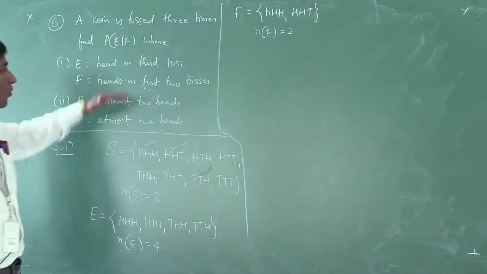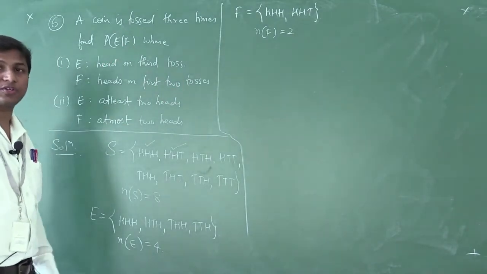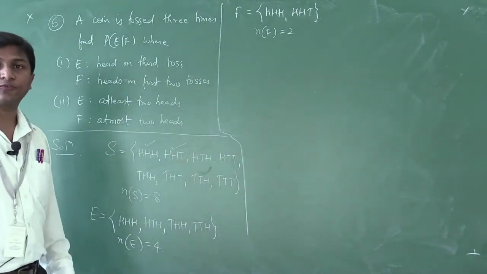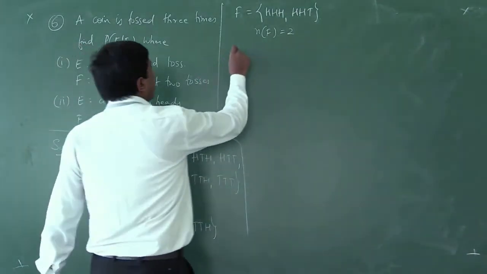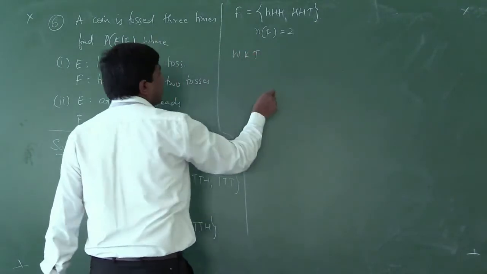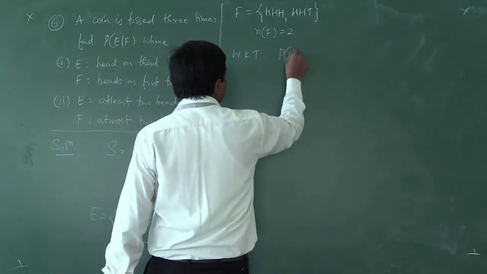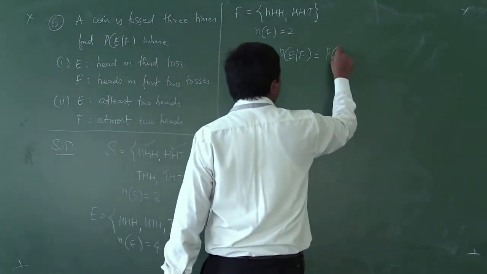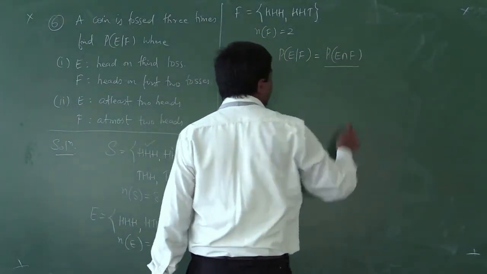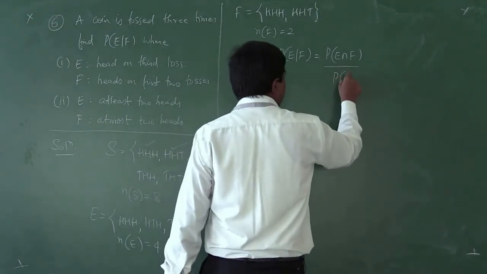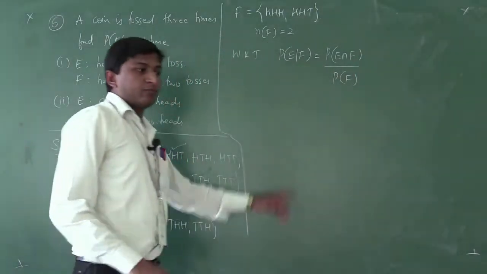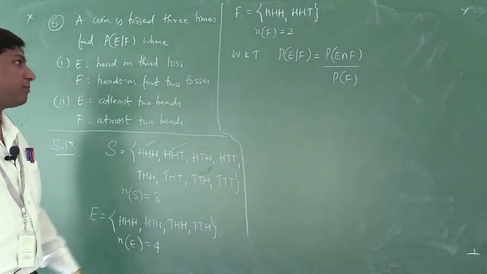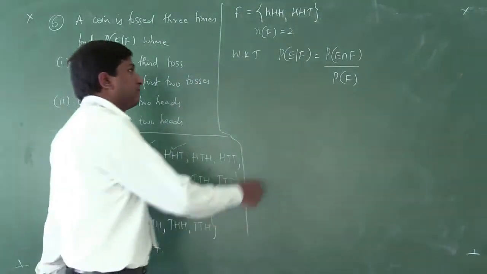Now, what is our aim? What is the question asking us to do? We have to find out the value of P of E bar F. What is the formula for P of E bar F? It is P of E intersection F by P of F. The formula of P of E bar F is P of E intersection F by P of F.